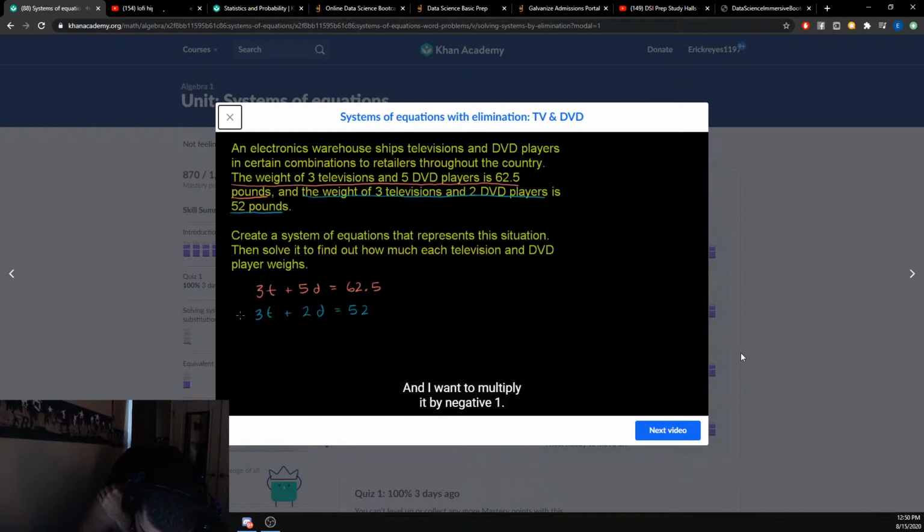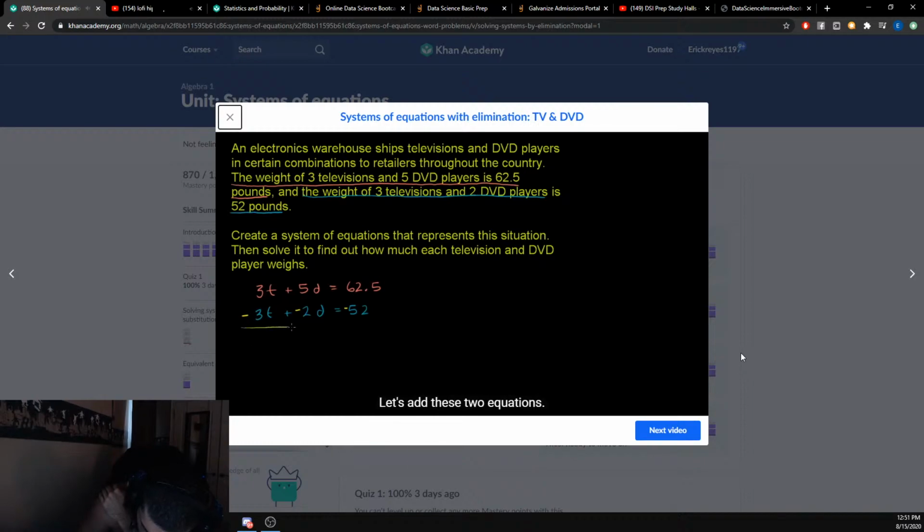And I want to multiply it by -1. So negative 3t plus, I could write negative 2d is equal to negative 52. So I haven't changed the information in this equation. I just multiplied everything by -1. The reason why I did that is because now if I add these two equations, these 3t terms are going to cancel out. So let's do that.